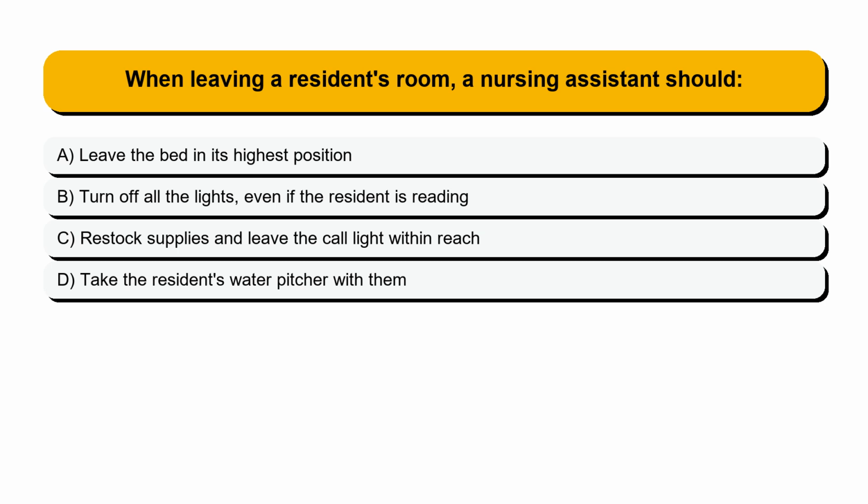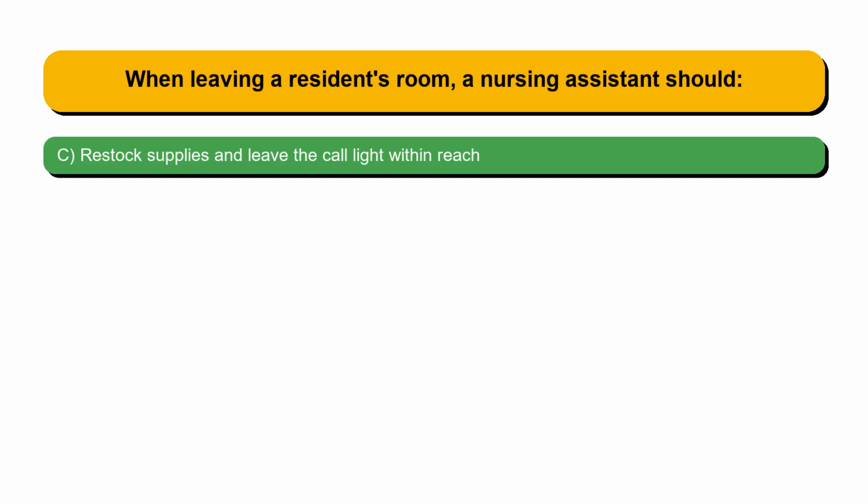Question 55. When leaving a resident's room, a nursing assistant should: Option A, leave the bed in its highest position. Option B, turn off all the lights, even if the resident is reading. Option C, restock supplies and leave the call light within reach. Option D, take the resident's water pitcher with them. The correct answer is option C, restock supplies and leave the call light within reach.